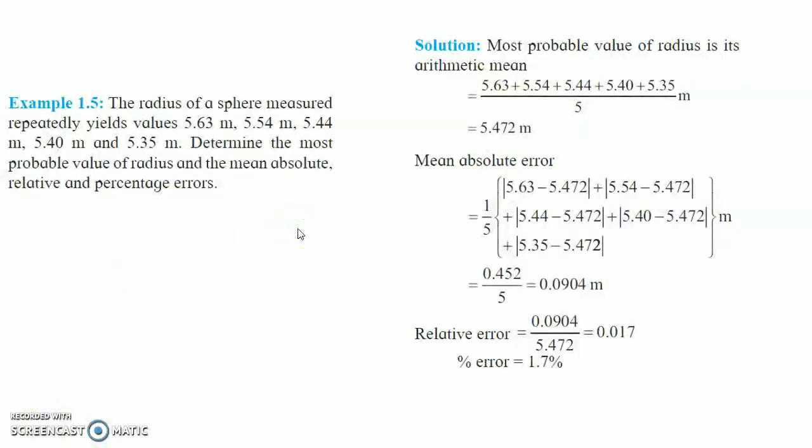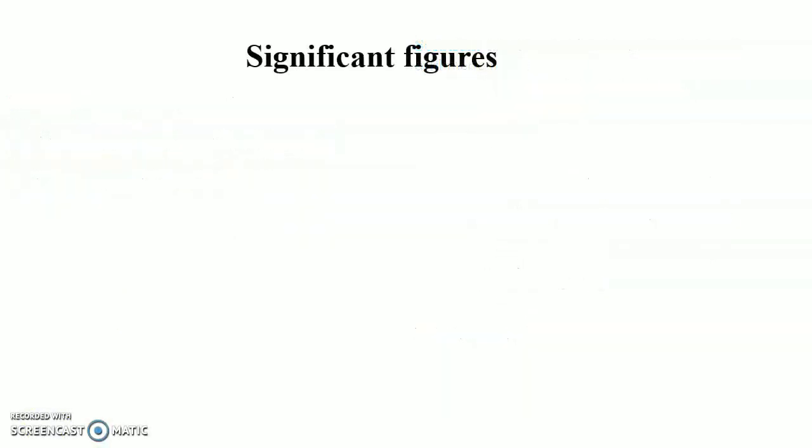The next topic that we will be studying is significant figures. To understand this topic, let us consider an example. If we are measuring the length of a metallic rod by using a meter scale, the least count of a meter scale is 0.1 centimeter. Least count of any instrument is the smallest reading that the instrument can take. So when we have a meter scale, the smallest reading that scale can take is 0.1 centimeter.